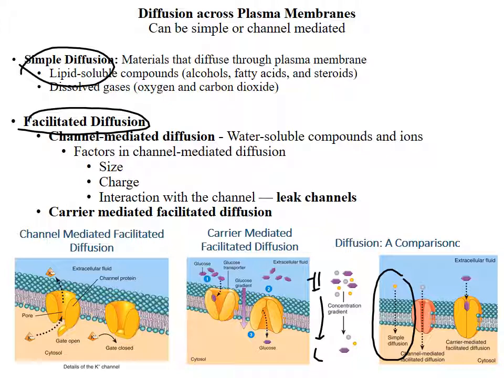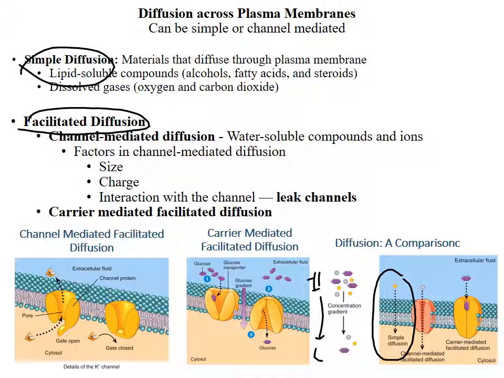The molecules that are going to move easiest through this membrane are going to be those molecules that dissolve in fats, lipid-soluble molecules like alcohols and steroids and fatty acids, as well as some dissolved gases like oxygen and carbon dioxide. They're literally just going to move directly through that membrane without any assistance, with no energy expense, moving from the area of highest concentration to the area of lowest concentration.